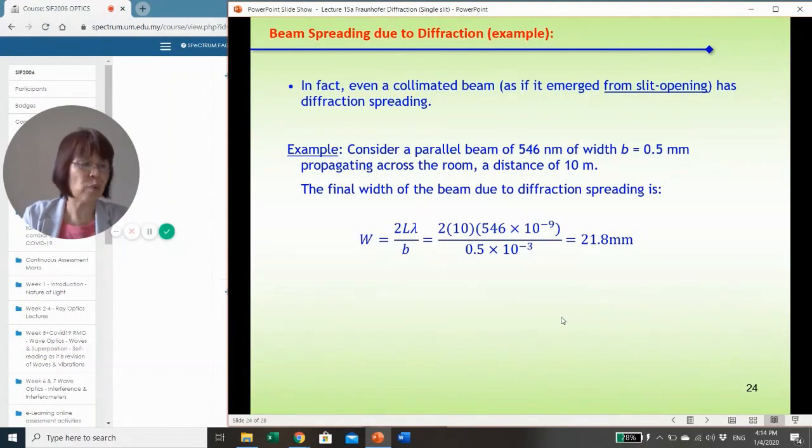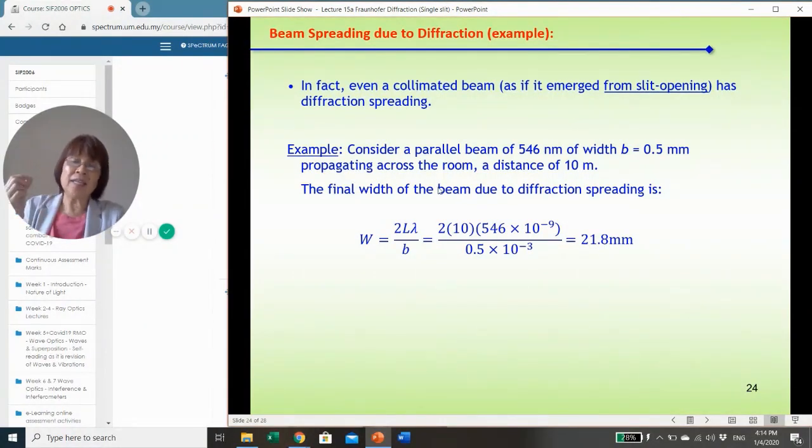Now here's an example. You'll find that even a collimated beam, as it travels along in space, will have spreading due to diffraction. It will look as if it's emerging from a slit opening.